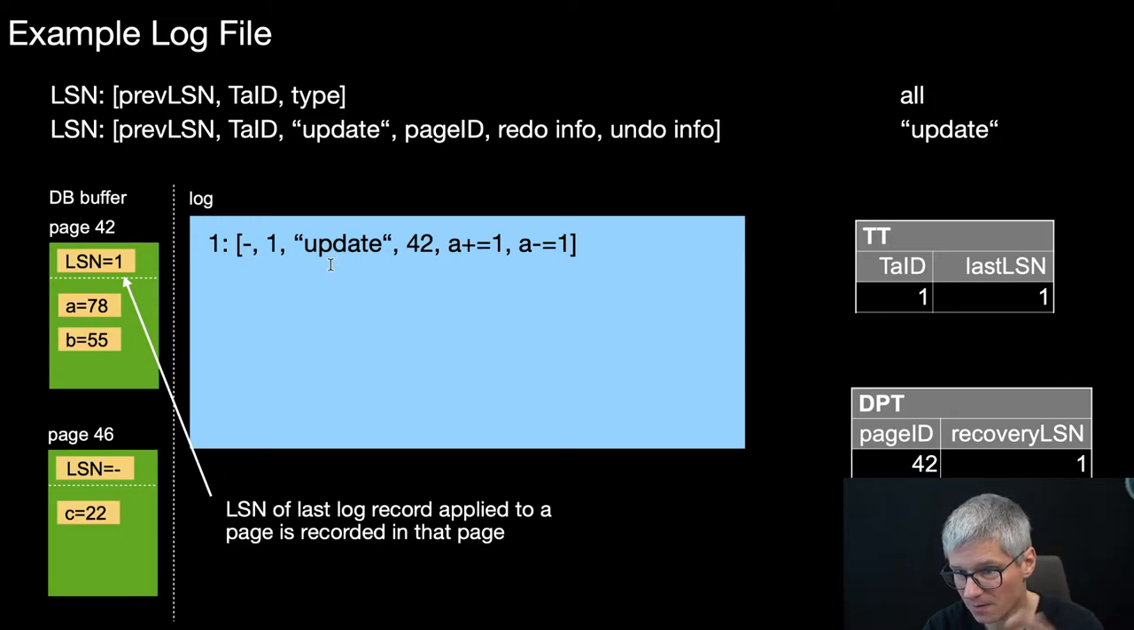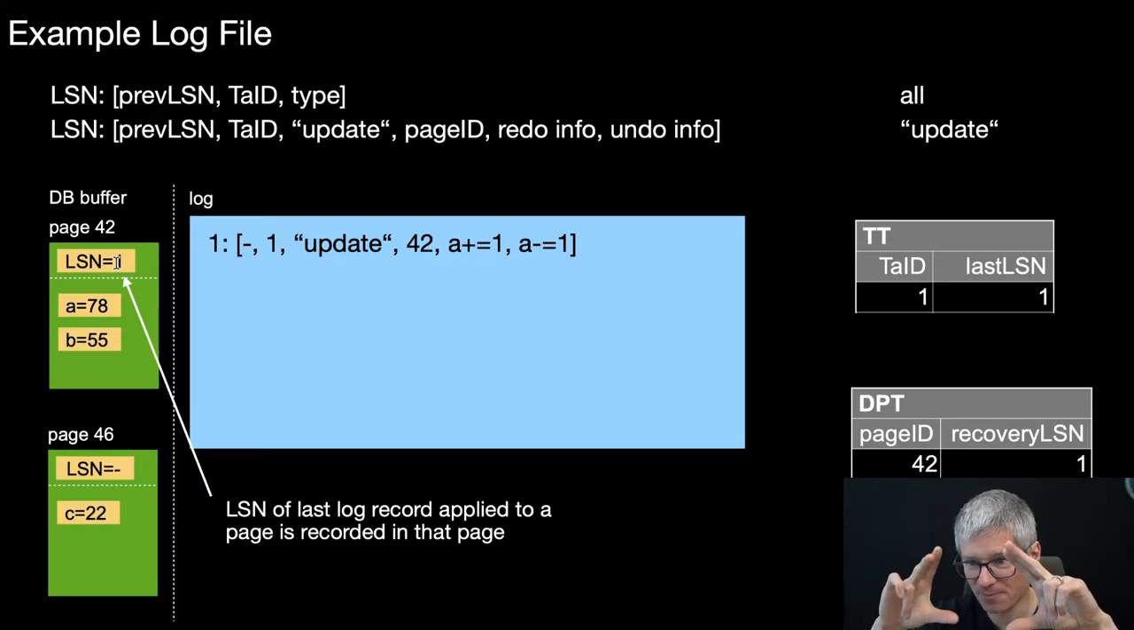So I perform here, I show the log entry and the change in the database store at the same time. Again, recall write-ahead logging. We first write out the log entry and then we apply it to the store, but I'm showing it here at the same time. So the value of A changed from 77 to 78. And interestingly, here I also record the log sequence number of that log record in the header of the page. So each database page in its header has a version number.